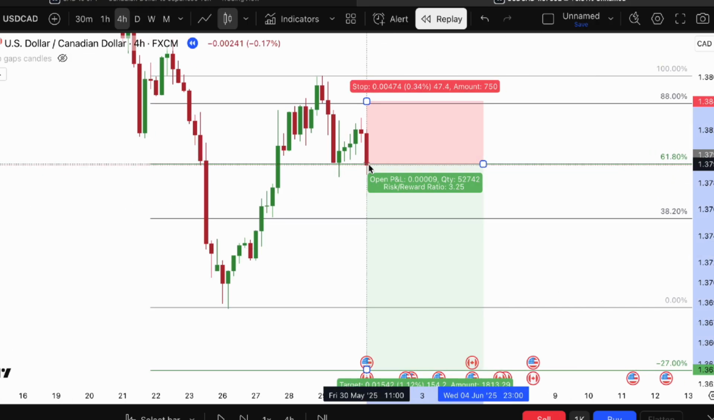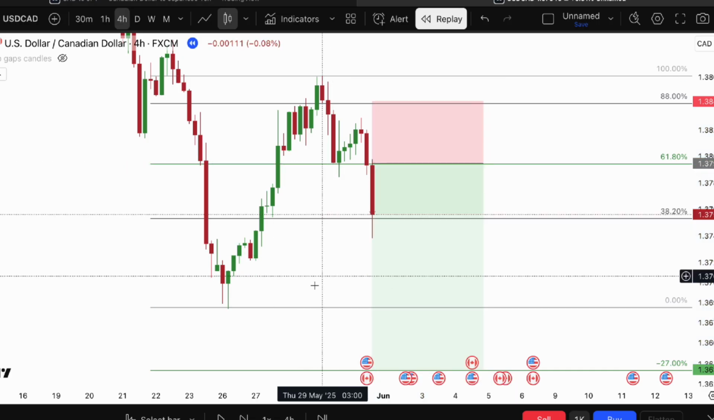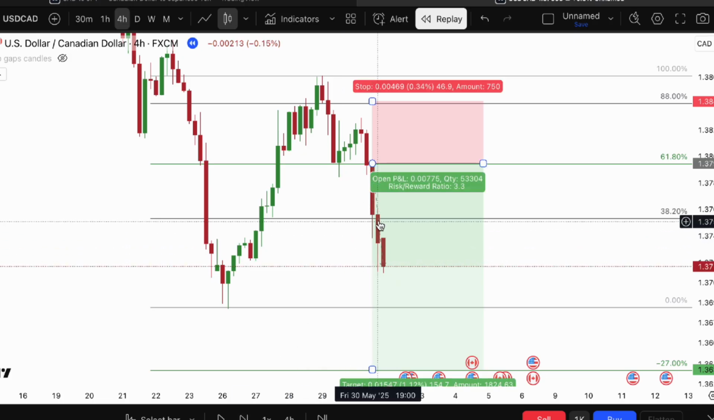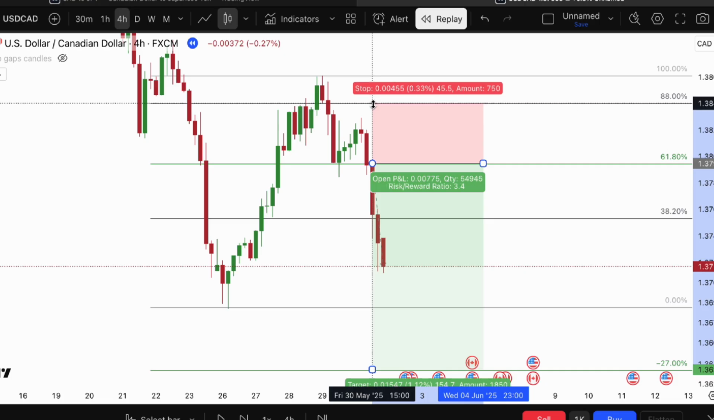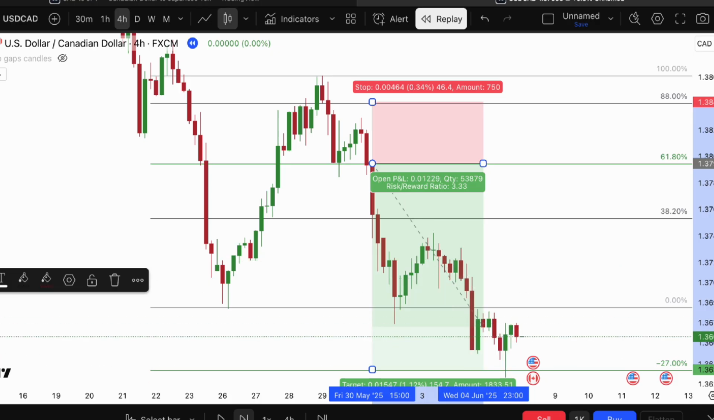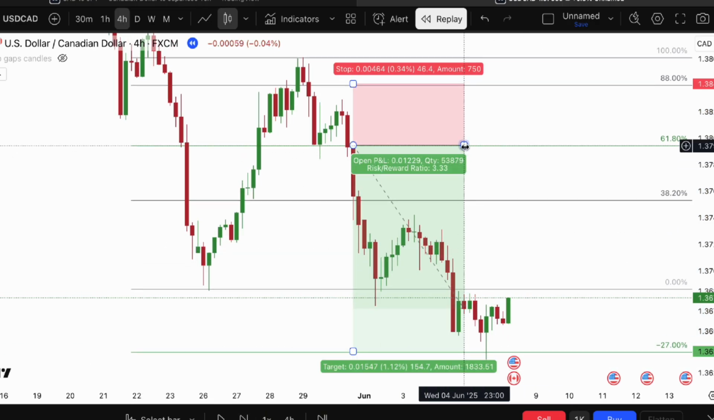3 risk to reward. So now we have entered this trade, and as soon as price breaks and closes below this 38 level, we can now move our stop loss to break even and it becomes a risk-free trade. Right now we're waiting until our take profit gets hit, and as you can see, our take profit has been hit right here.